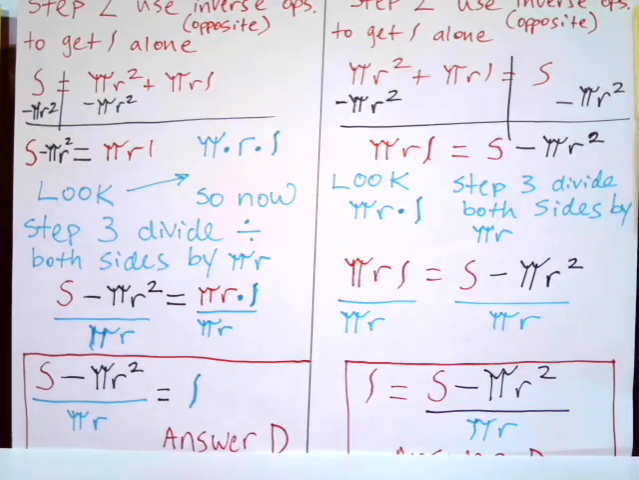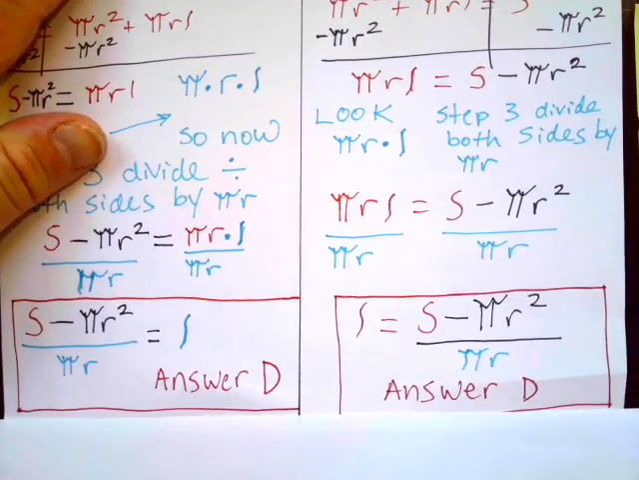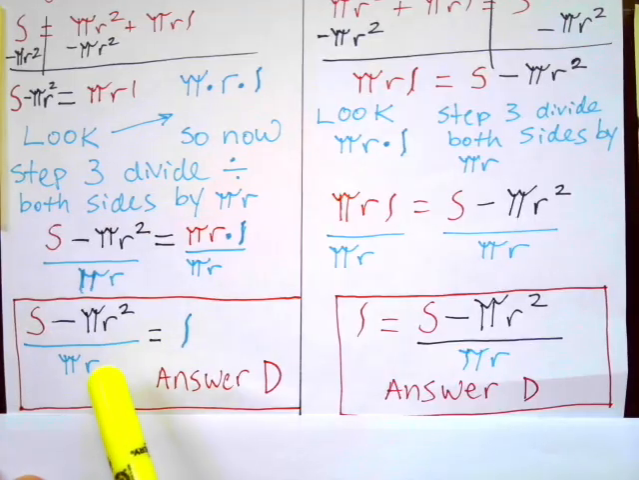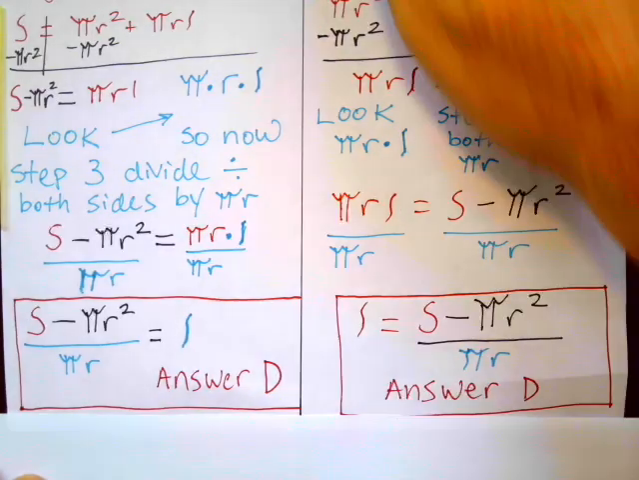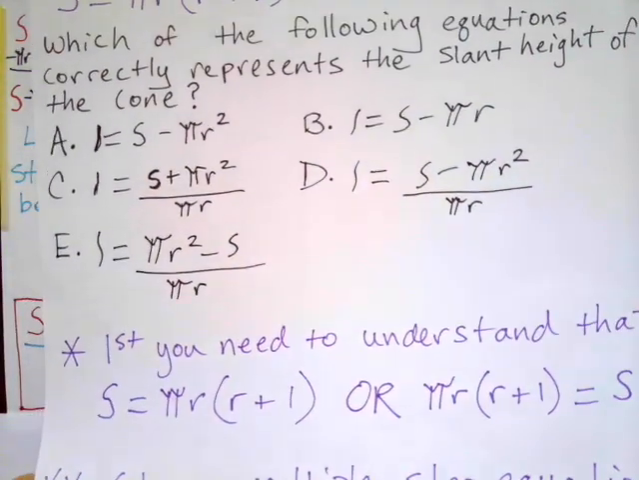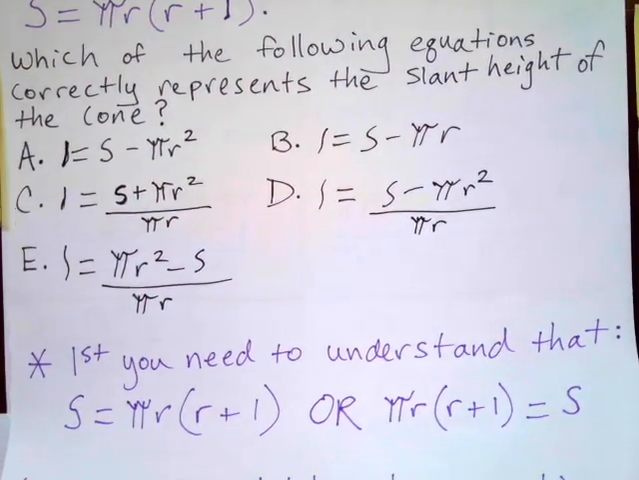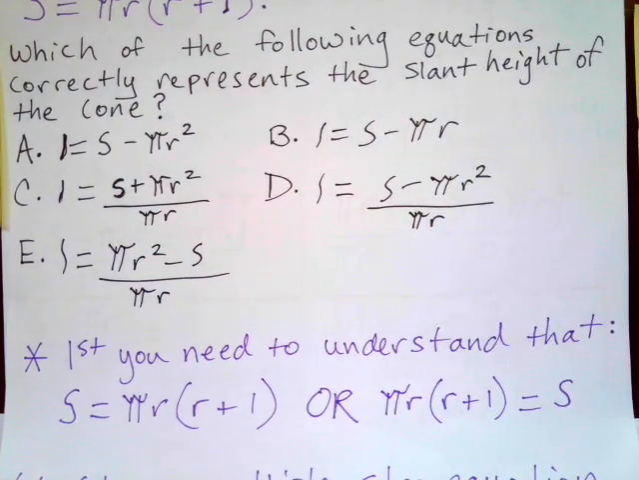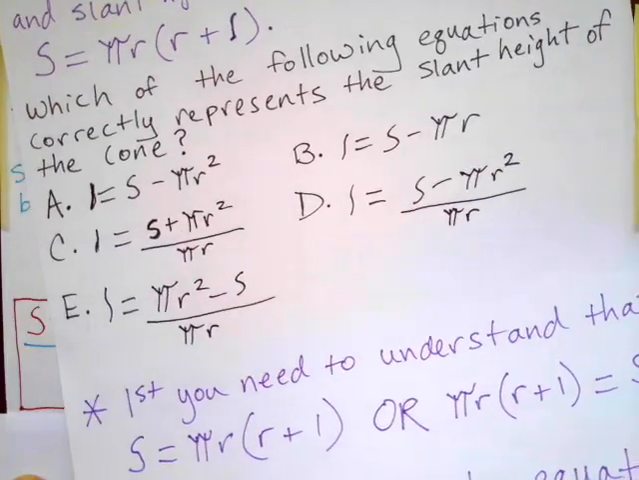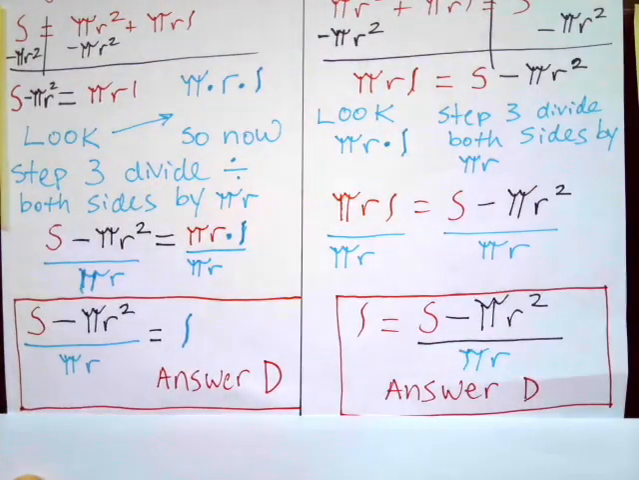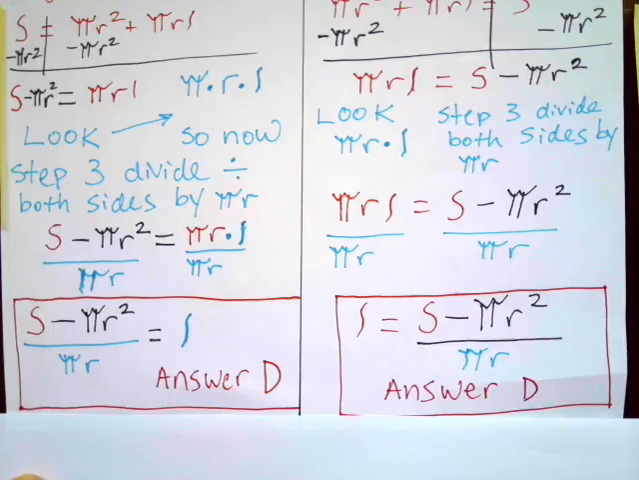So here is our answer and our solution. S minus pi r squared divided by pi r equals the slant height. Our answer is D. I wanted to show you these options we had, A, B, C, and D. You can see how they all have slant height. Slant height equals s minus pi r squared, which is D, divided by pi r. And that's what you see here as a final answer.